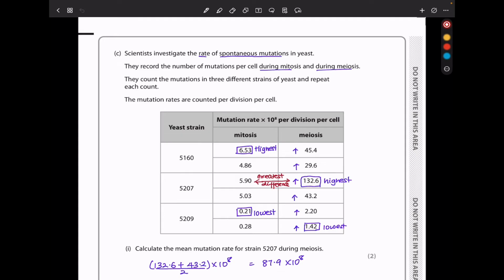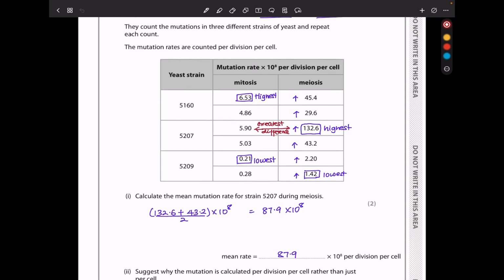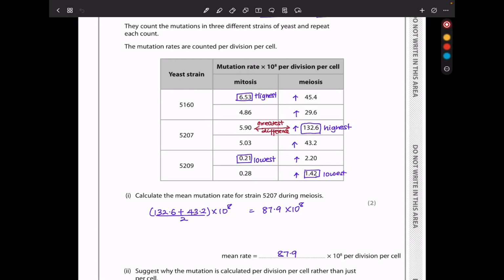In part C, scientists investigate the rate of spontaneous mutations in yeast. They record the number of mutations per cell during mitosis and during meiosis. They count the mutations in 3 different strains of yeast and repeat each count. The mutation rates are counted per division per cell. So we can see these are the results.